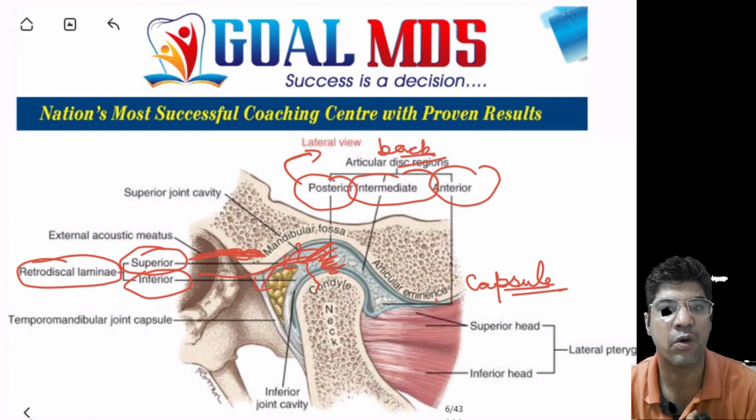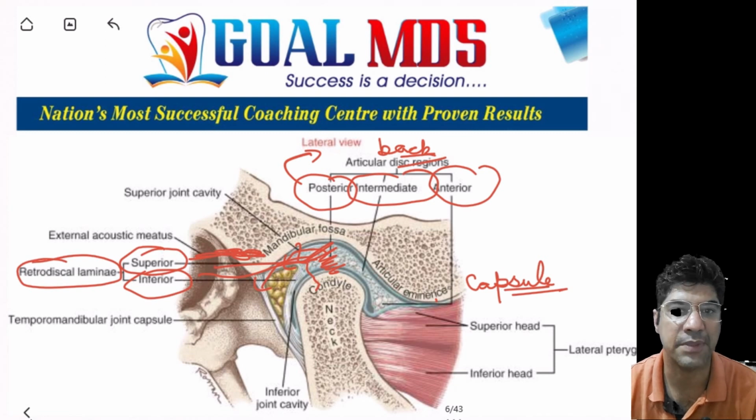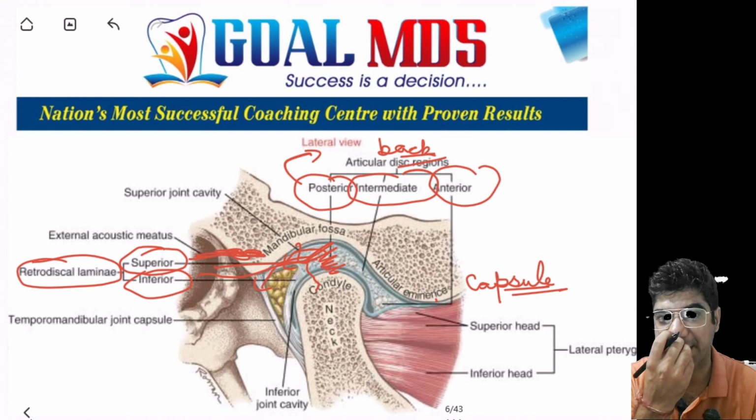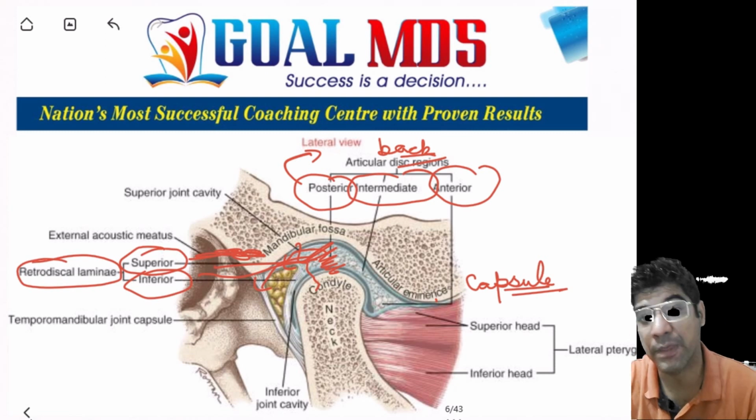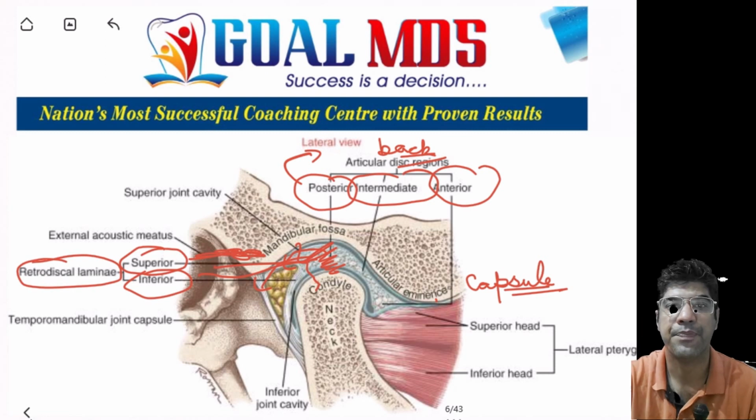the lower part of the retrodiscal pad, is situated just below the articular disc. The inferior lamina provides cushioning and support to the TMJ. So it prevents excessive pressure on the joints and helps to maintain the disc-condyle relationship.